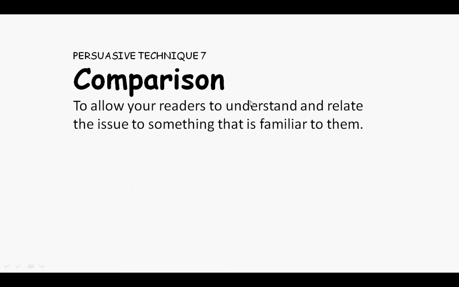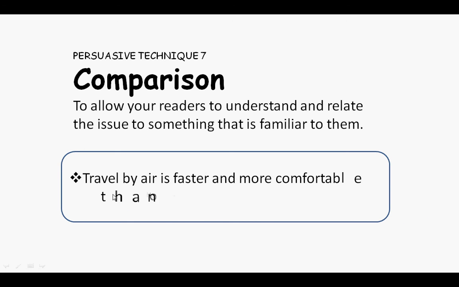Number 7 is comparison. You compare things in order to make the idea clearer. Comparison allows the readers to understand and relate the issue to something that is familiar to them. You compare what is not familiar with the reader to something which is familiar to clarify the idea or the meaning. Travel by air is faster and more comfortable than other ways of travel. If the reader is not familiar with travel by air, but he is familiar with other ways of travel, this comparison makes the idea clearer.